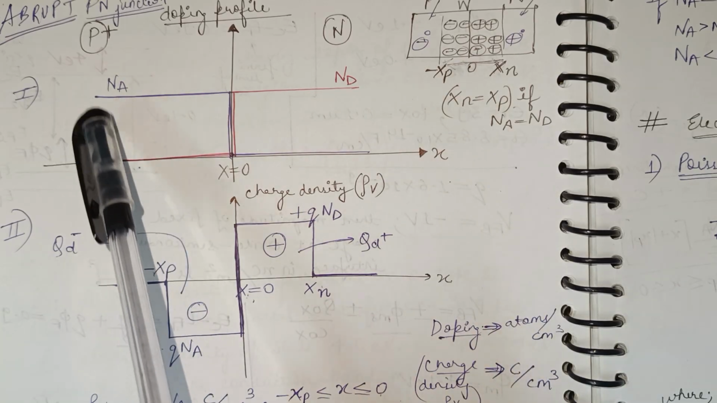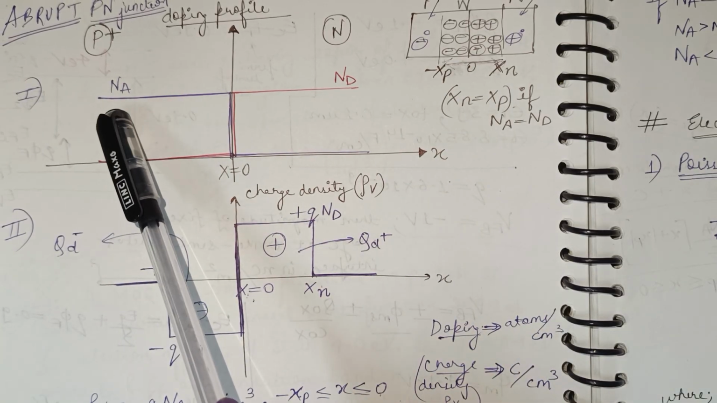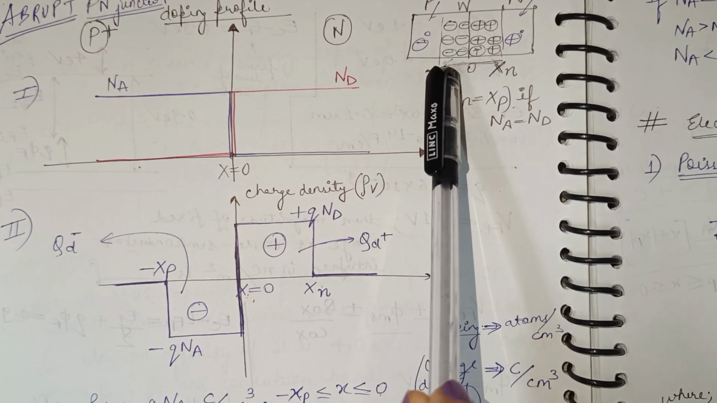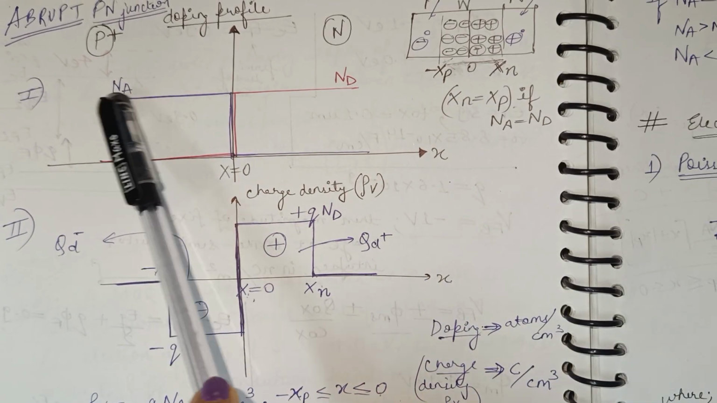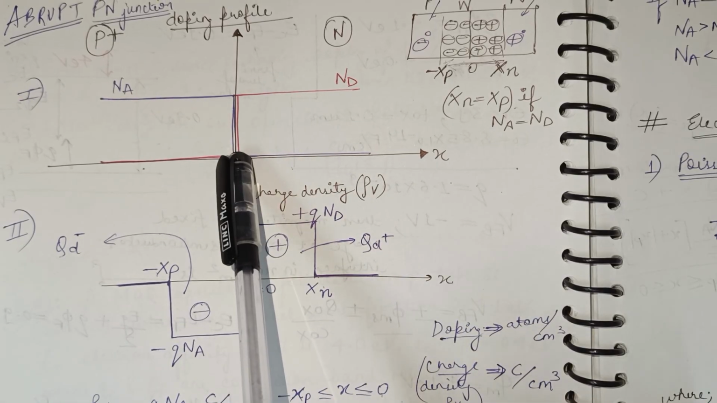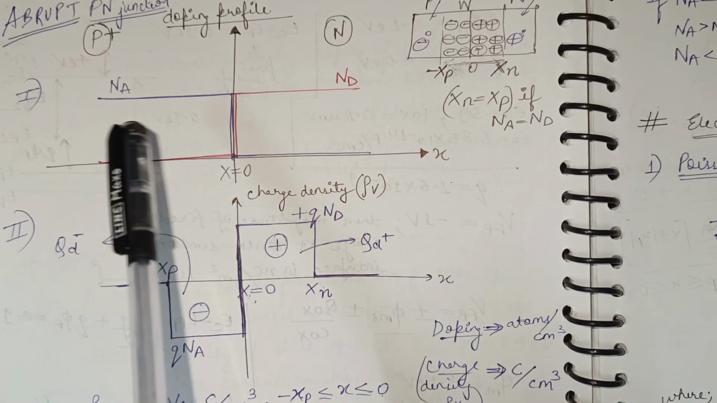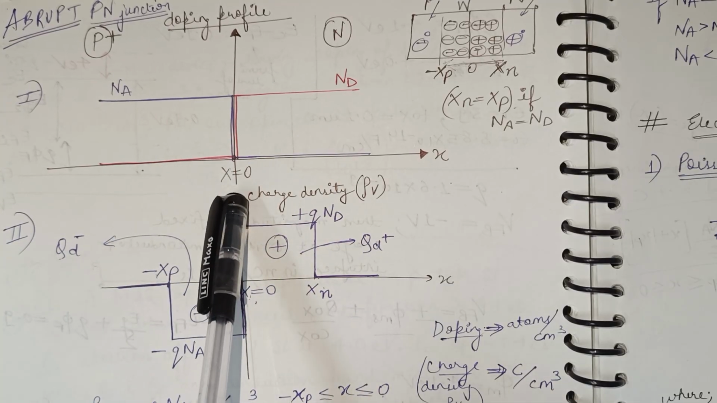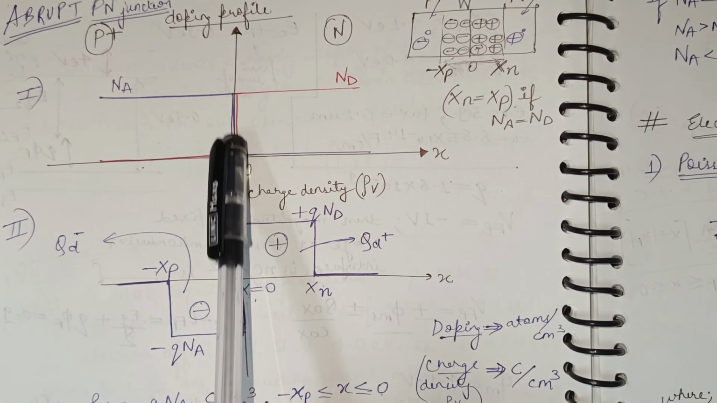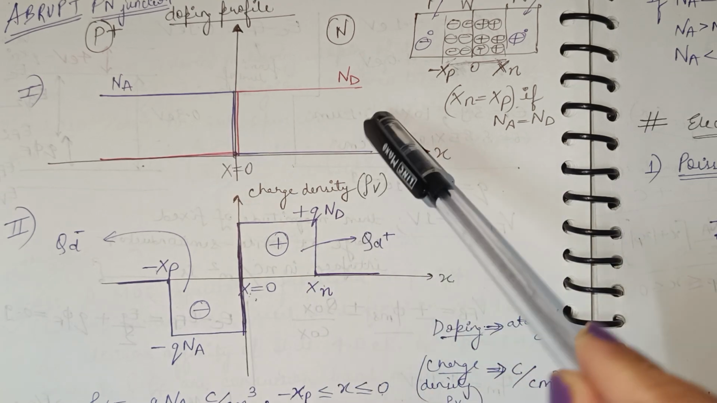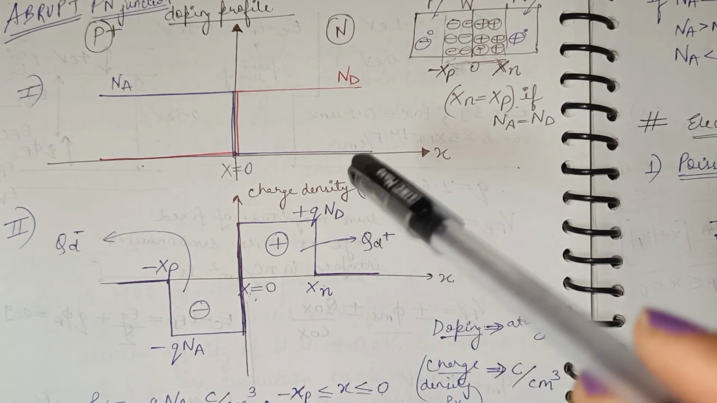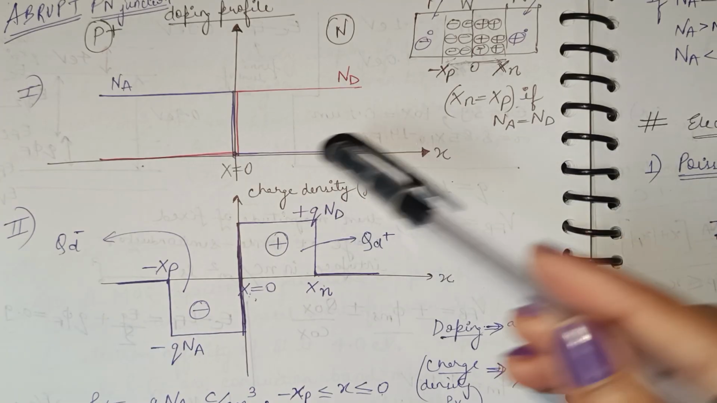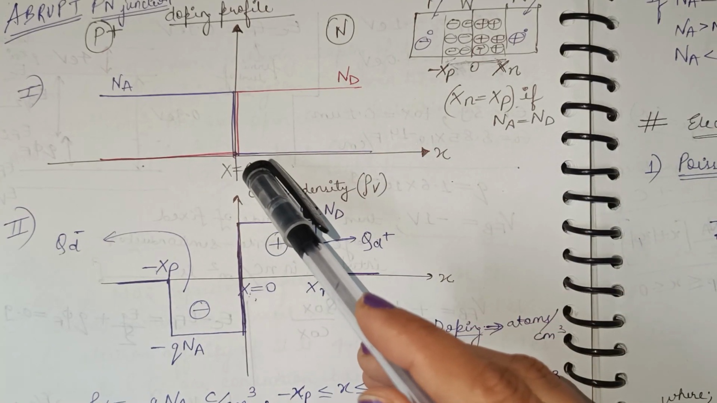And what is abrupt? Abrupt means you can see that on the p side we have Na acceptors. So acceptors change from Na to 0 at x is equal to 0. It abruptly changes to 0, and similarly at x is equal to 0 it changes abruptly to Nd. Well, that is only an assumption to solve our equations. This is not practical. Actually, this cannot happen abruptly or suddenly.